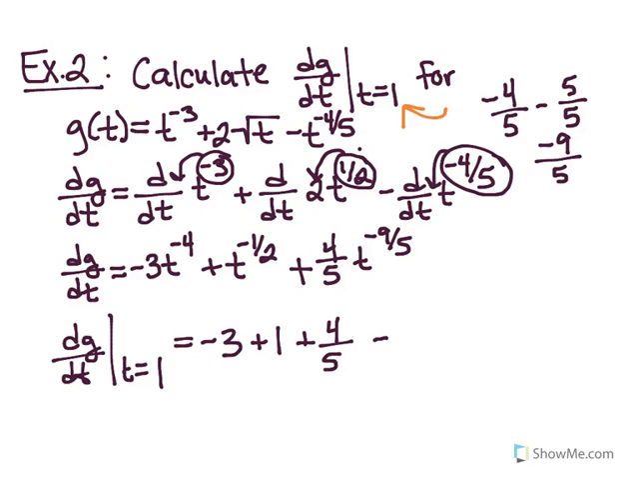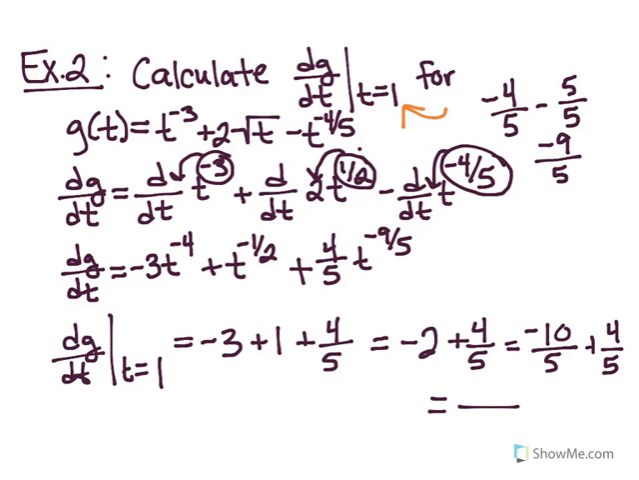We add all these together, and we get -2 plus 4/5, which is the same exact thing as -10/5. So we're going to add that to 4/5. Negative 10 plus 4 is negative 6. Our denominator stays as 5. So that's how we would do a problem like that.